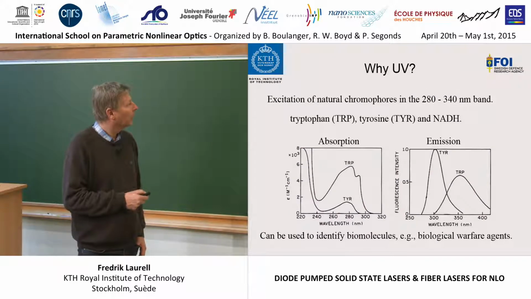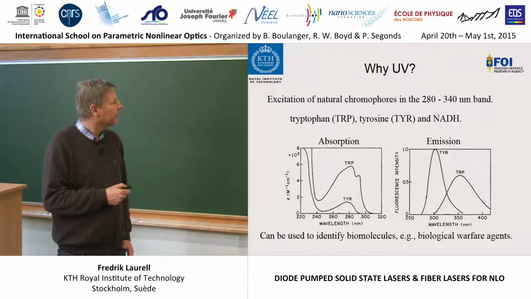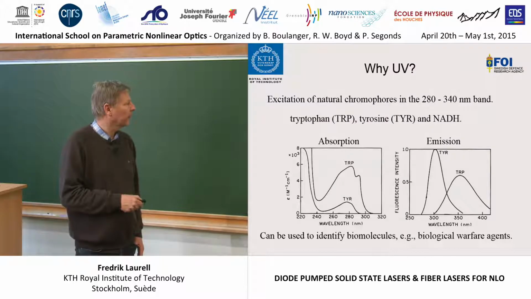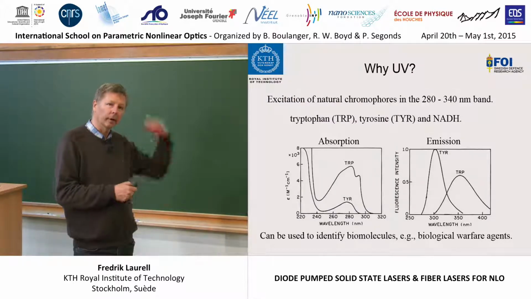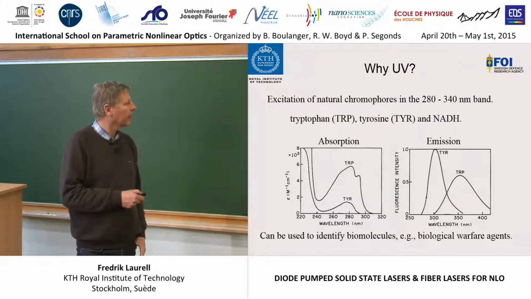And then one should go to the ultraviolet and look at the spectroscopic response of the possible proteins and amino acids. And one very characteristic is tryptophan, but also tyrosine and NADH. And if we look at the absorption and emission spectra on this, so we are going to look remote, so we have to have a LIDAR system and collect the fluorescence. So we collect this and maybe we excite here. And then for tryptophan, this 280 is very nice.